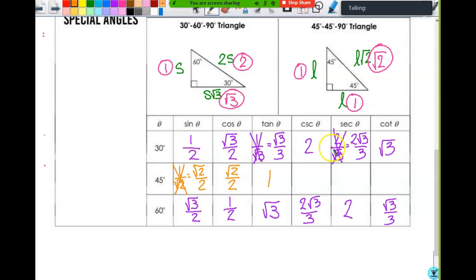Cosecant's the reciprocal of sine, so that's just square root of 2. Secant's the reciprocal of cosine, square root of 2. Cotangent's the reciprocal of tangent, reciprocal of 1 is 1. Okay. Any questions at all?